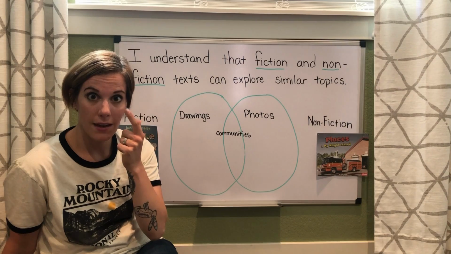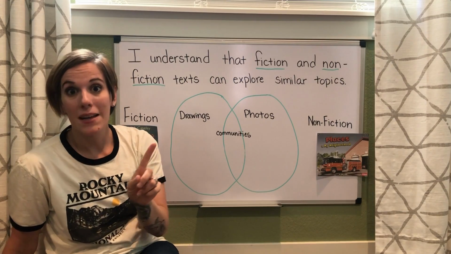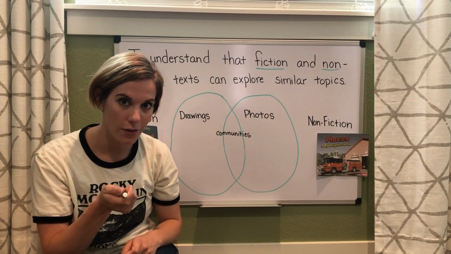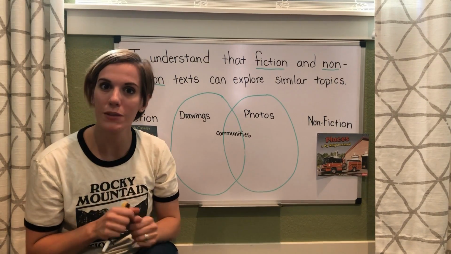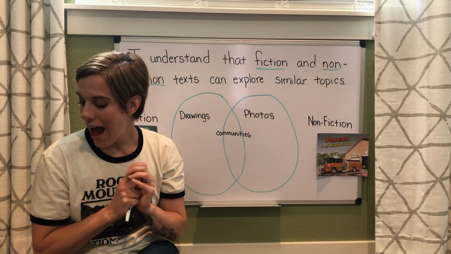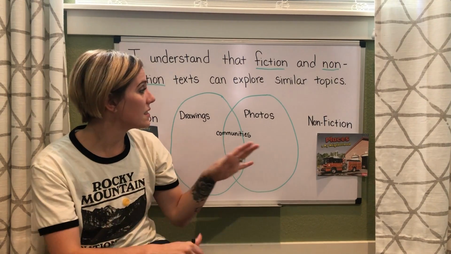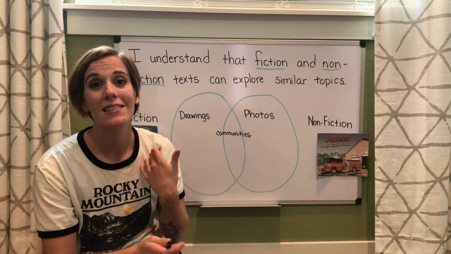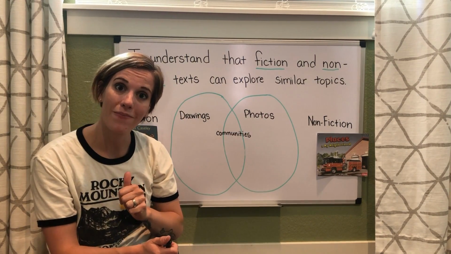I am going to be looking for something special. Number one, I'm going to be looking for you to have written your words yourself. You guys are almost first graders. You can do this. Use your tools, tap it out, write those words yourself, okay? I'm also going to be looking for you to show me that you understand that this fiction text and this nonfiction text explore similar topics, and you'll show me that by what you put in your Venn diagram.